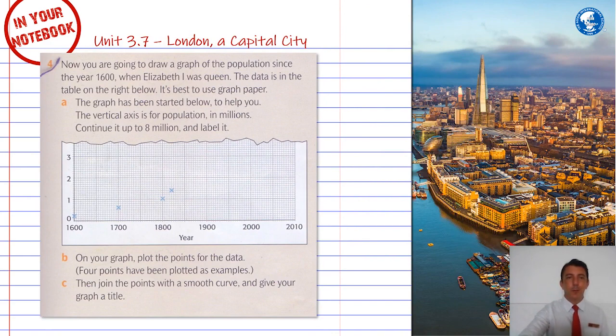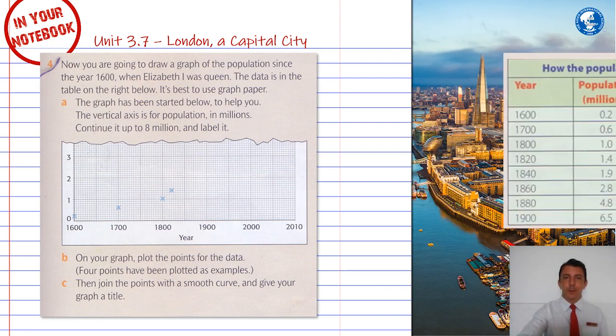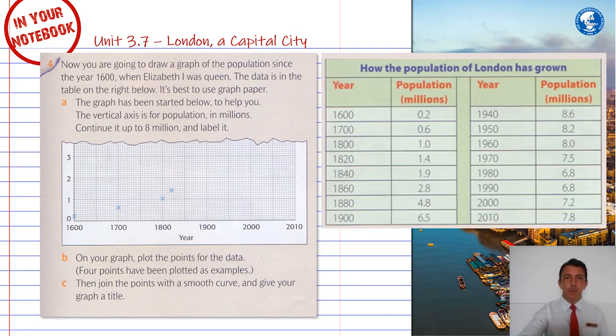Okay, question 4, we're going to draw a graph of the population of London since the year 1600. So we have the data here in a table. It says to use graph paper. Your notebook has squares, so that should do fine. But use a whole new page of your notebook to make sure you have enough space.